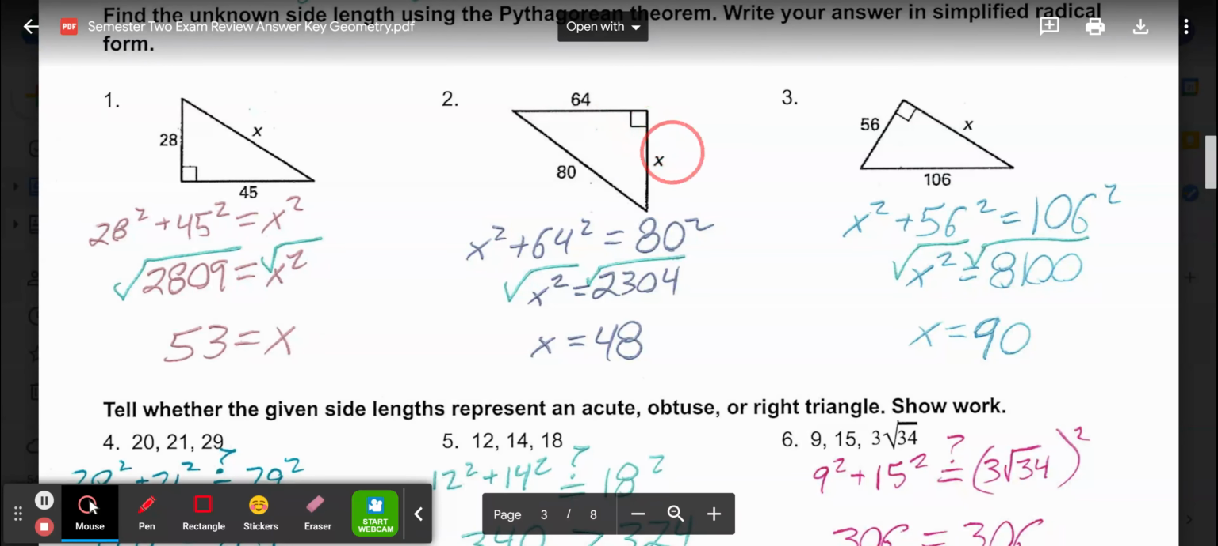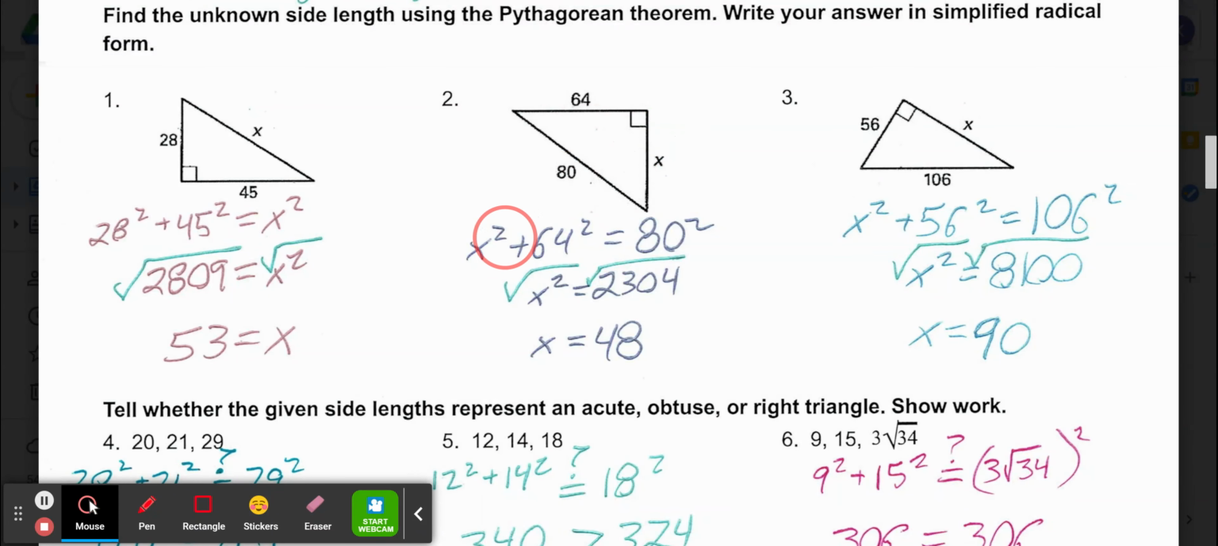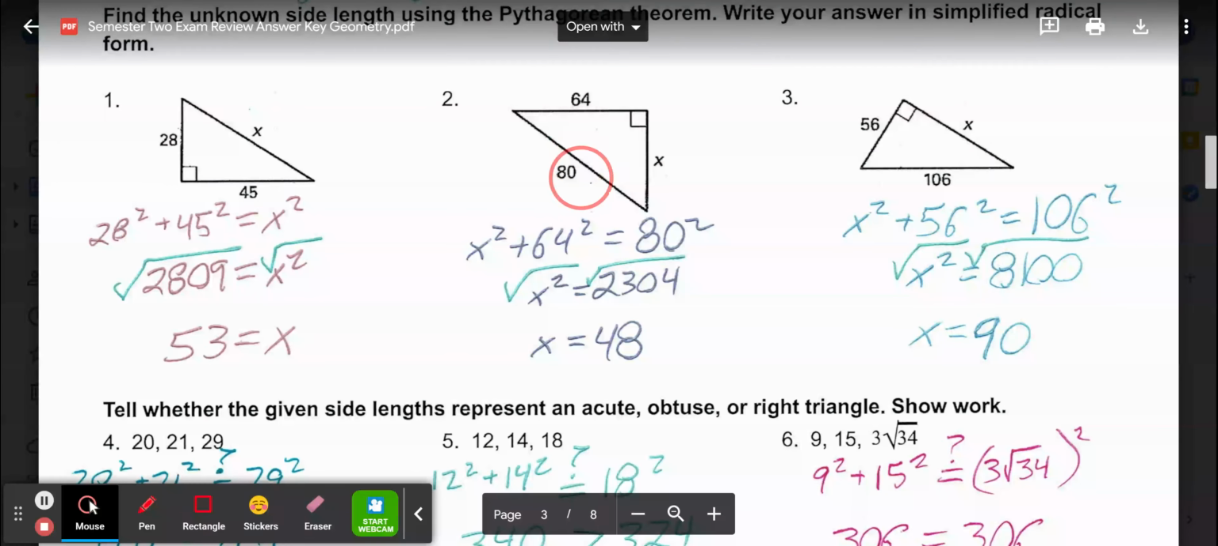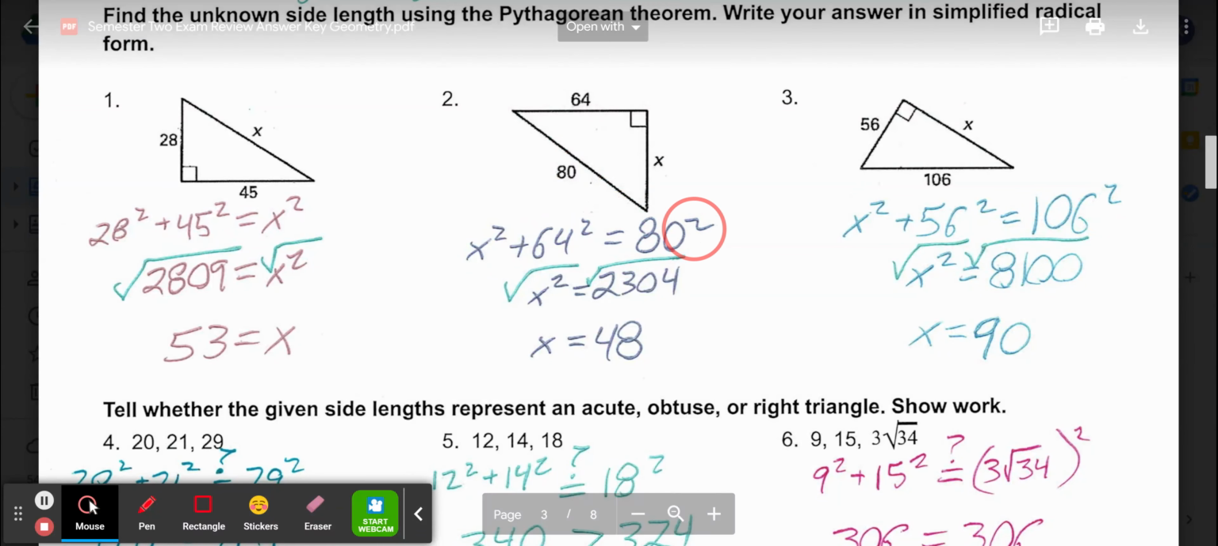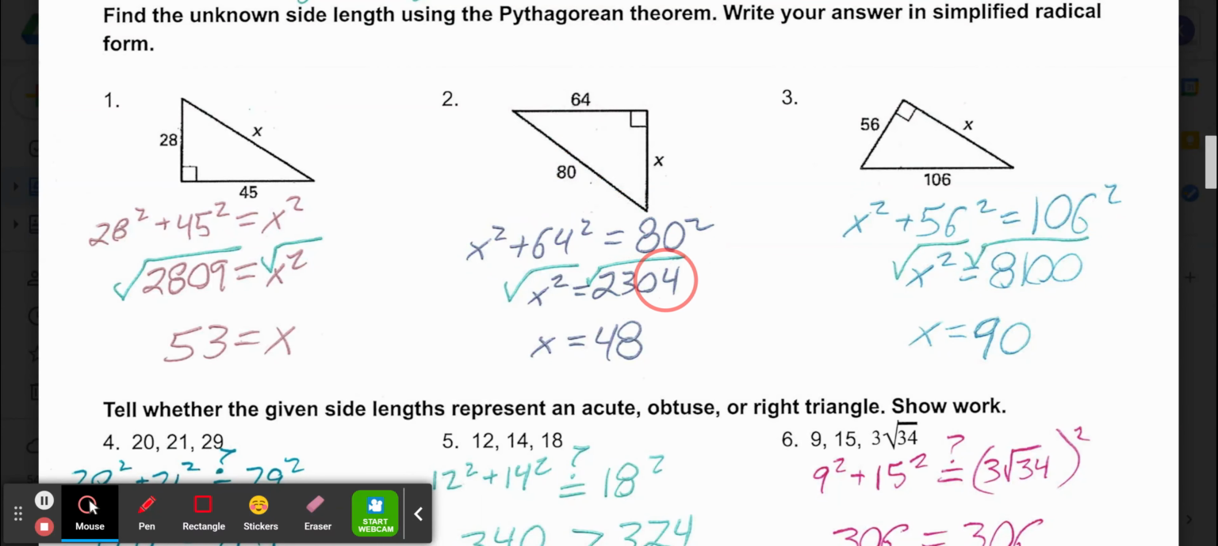Now, number 2, we're looking for a leg, so it would be x squared plus the other leg, 64 squared, equals 80 squared, 2,304, when we do the 80 squared minus 64 squared. That equals x squared, square root that, and x is 48.